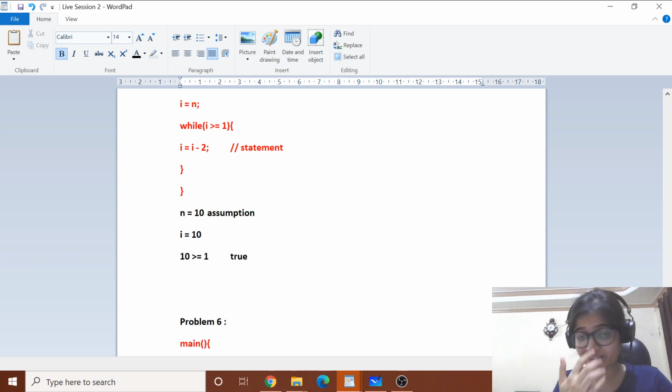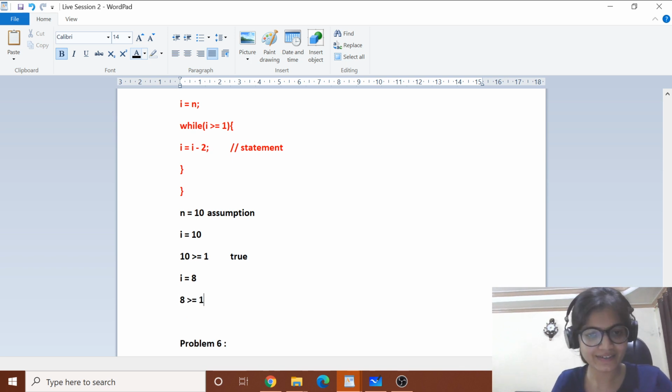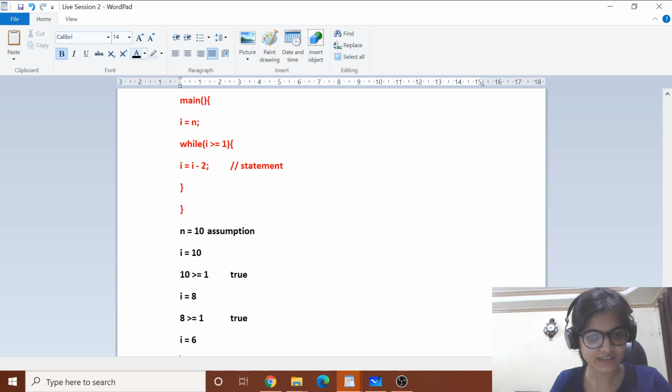Okay, now this will check whether the value of 10 is greater than equal to 1. Yes, it's true. So the value of i will now be equivalent to 10 minus 2, that is 8. Is it right? Now again condition will be checked. Is 8 greater than equal to 1? Yes, it's again true. Again the value of i will be updated to 6.